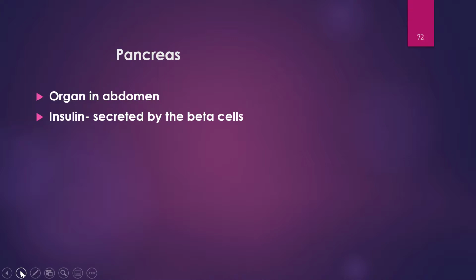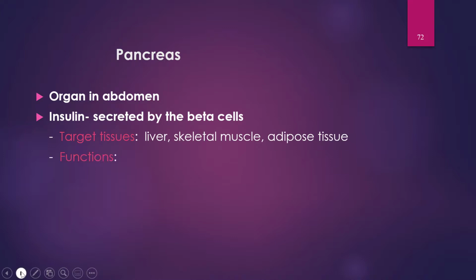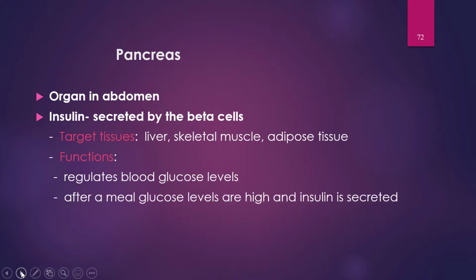One of the hormones of the pancreas in the islets of Langerhans is insulin. It is secreted by the beta cells, and the target tissue will be your liver, skeletal muscle, and adipose tissue cells. The function will be to regulate blood glucose level, which means after a meal, blood glucose would increase, and insulin is secreted to lower it down. Extra glucose is stored in the form of glycogen. So insulin promotes the delivery of glucose, where it's going to be converted to glycogen, and that will be in the liver.